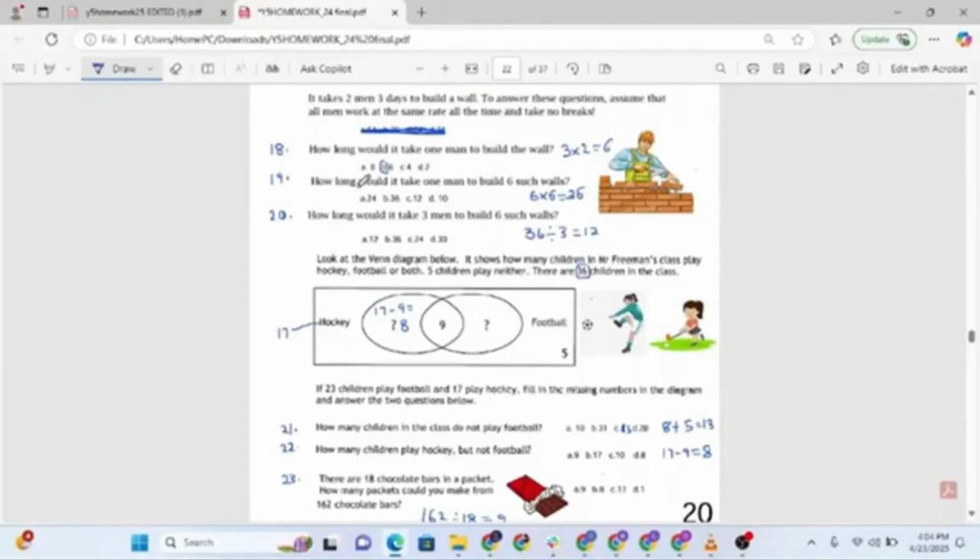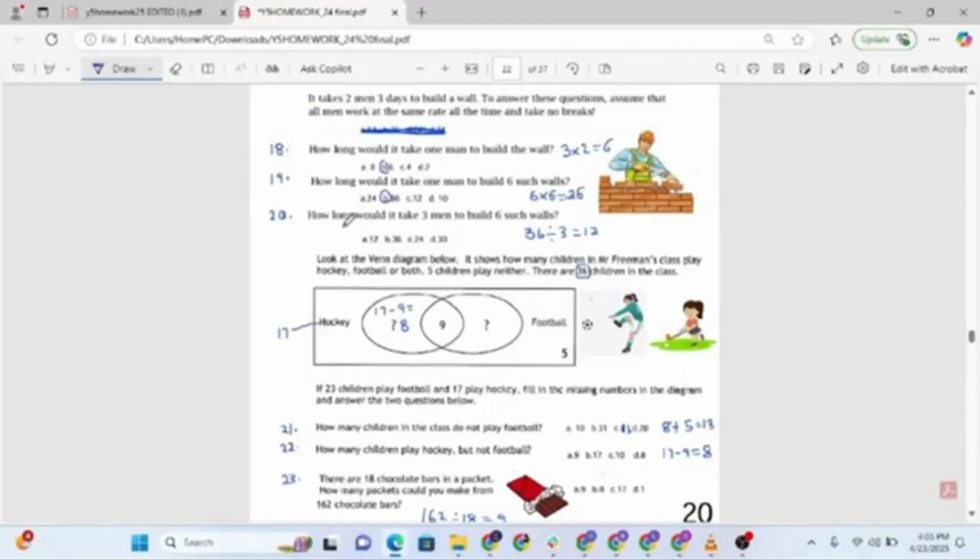Question 19. How long would it take 1 man to build 6 such walls? The correct answer is option B, 36 days. Explanation. 1 wall requires 6 man-days of work. 6 walls, therefore, require 6 times 6 man-days, which is 36 man-days. 1 man working alone does 1 man-day of work per day, so he needs 36 days.